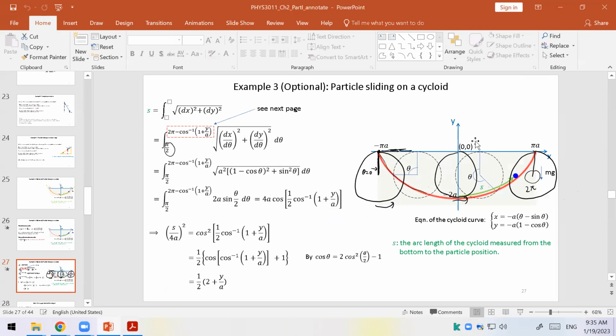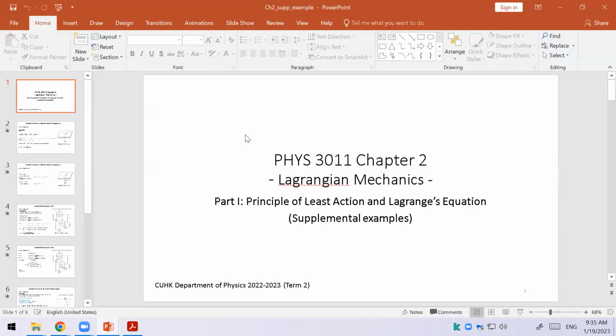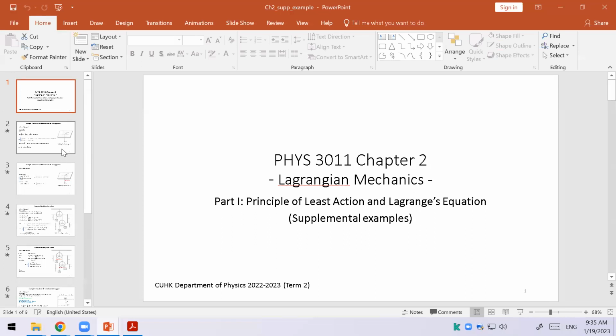So today, as I mentioned last time, I will first work on more examples on Lagrangian mechanics, and then we'll move on to chapter 2, part 2. You may open the lecture notes, the supplemental examples for chapter 2, part 1. We'll have 3 examples over here.